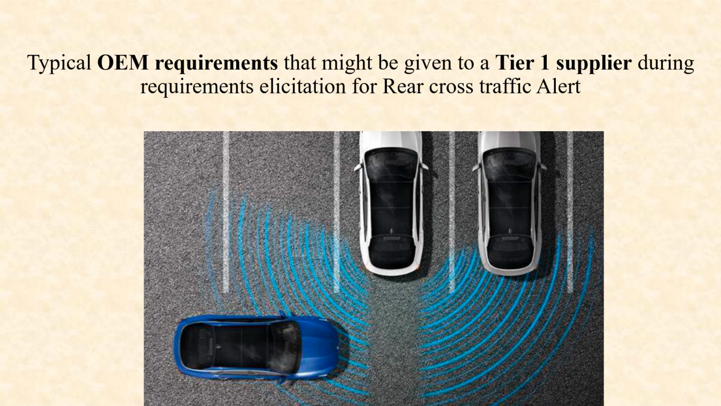Hello everybody. Let's see in an elaborate manner one more requirement elicitation for one more functionality. This functionality which we are going to discuss is rear cross traffic alert. Let's see how OEMs communicate the various requirements to tier 1, or in other words, how exactly requirement elicitation for rear cross traffic alert happens.